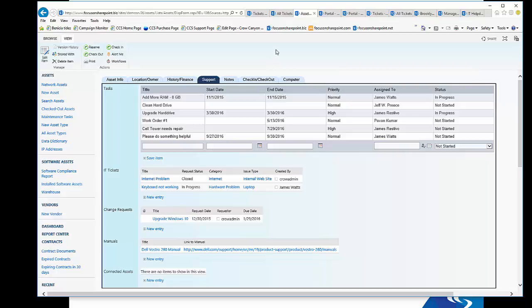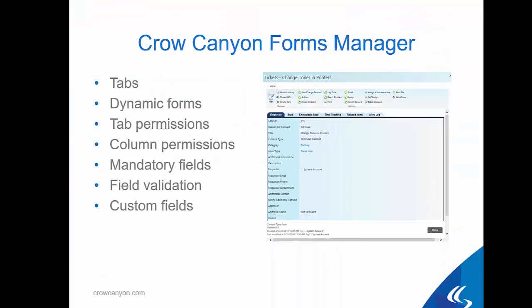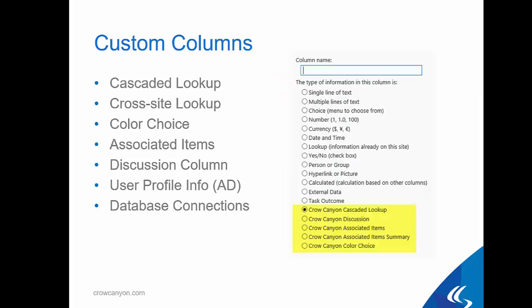So the point here is that we're trying to drive user adoption. We're trying to make it more engaging and interesting for the user by presenting all the information that's there through tabbing, dynamic forms, permissions on the tabs, permissions on columns, mandatory fields, validation of fields, and custom columns. We can look at some of the custom columns right here that are included in our applications, but these are available to anybody who's doing this application development.